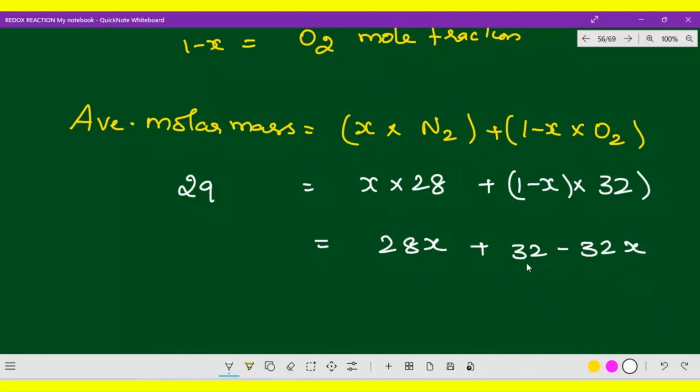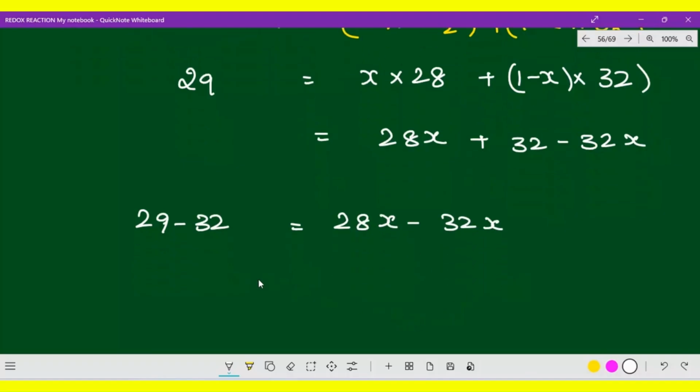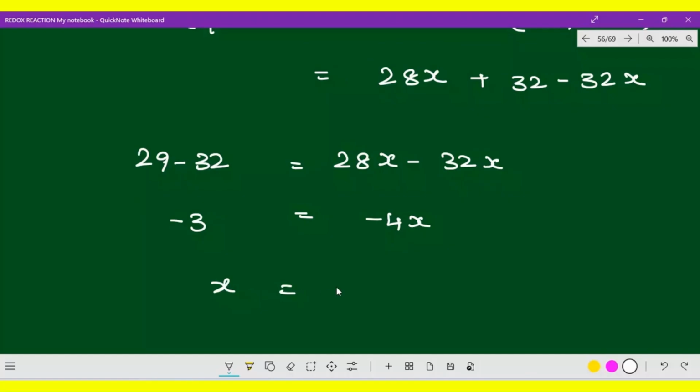Now X and X we can bring together in this way. So 29 minus 32 equals 28X minus 32X. Now you will get minus 3 equals minus 4X. So X equals 3 by 4. This is actually the mole fraction only, so 3/4 means 75%.